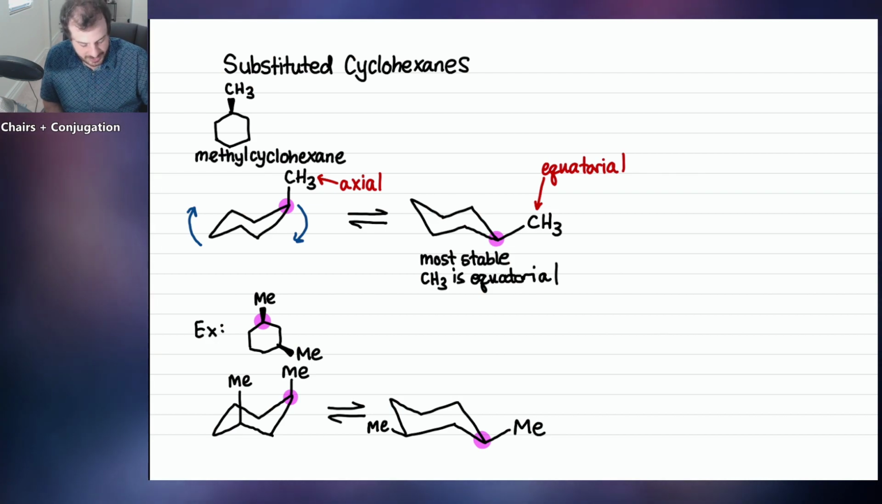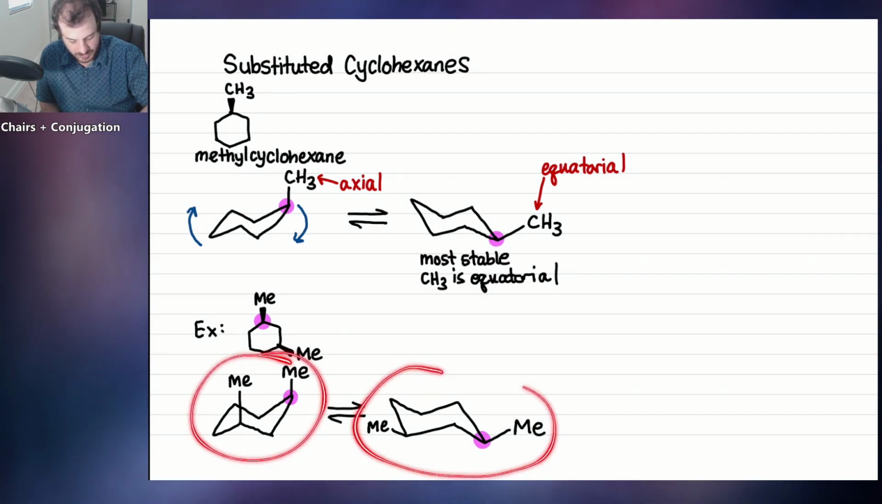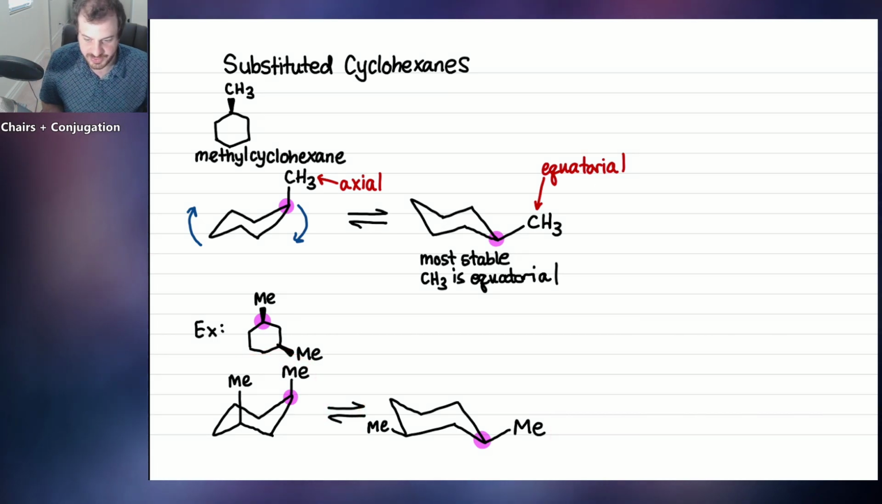So which one of these is more stable? The second one is more stable because it has both methyl groups equatorial, and that is more stable. So winner. Okay. Let's do another one.